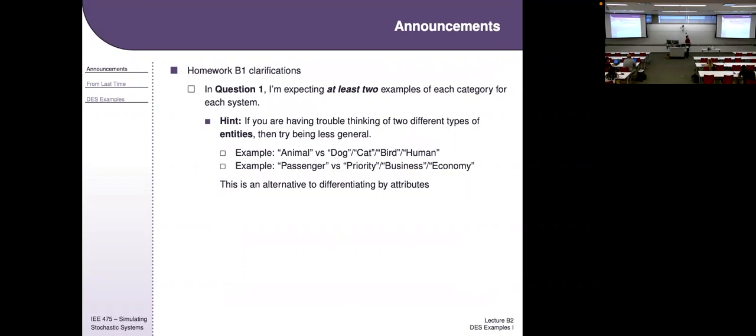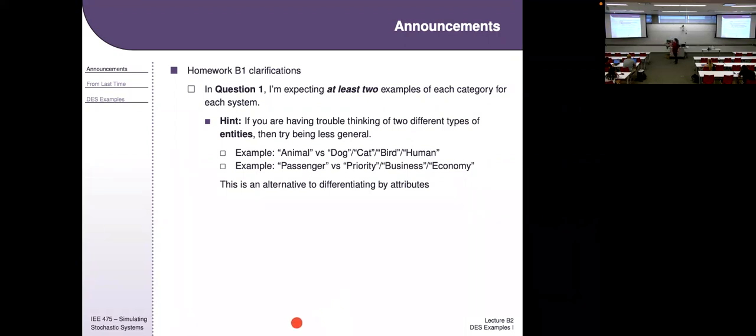All right, so some clarifications here. For question 1, it's kind of similar to your limit. I'm expecting at least 2 examples of each category. So if I'm asking what the entities in this particular model are, you need to give me 2 types of entities. Now, if you're having trouble thinking of 2 types of entities, a lot of times you can just break your entities down into smaller groups.